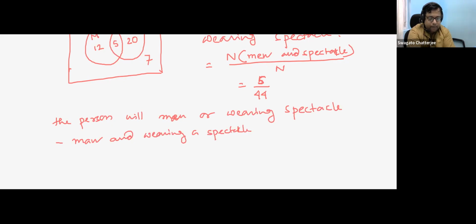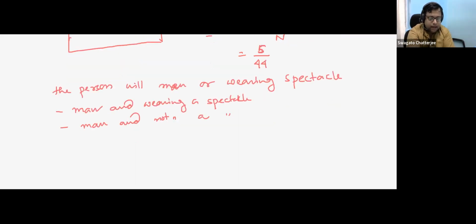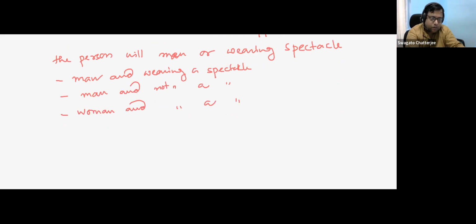He can be a man and not wearing a spectacle. He can be a woman and wearing a spectacle. So these are the three options that are available. So let's write it down. Then what is the probability that a person is a man or wearing spectacle?